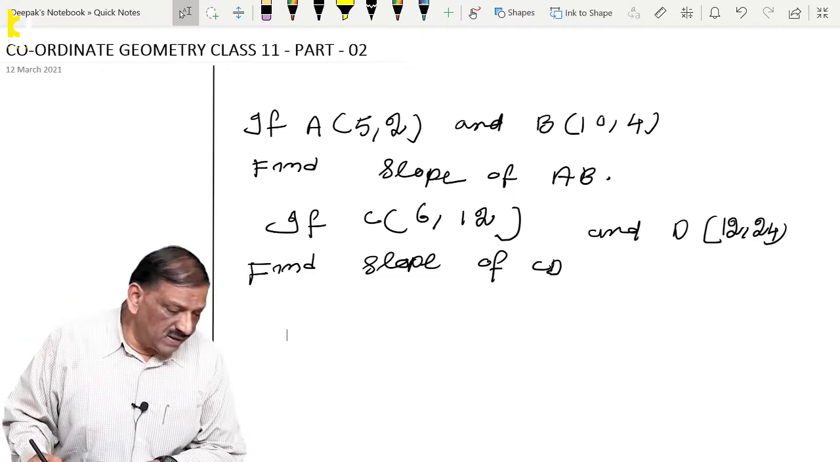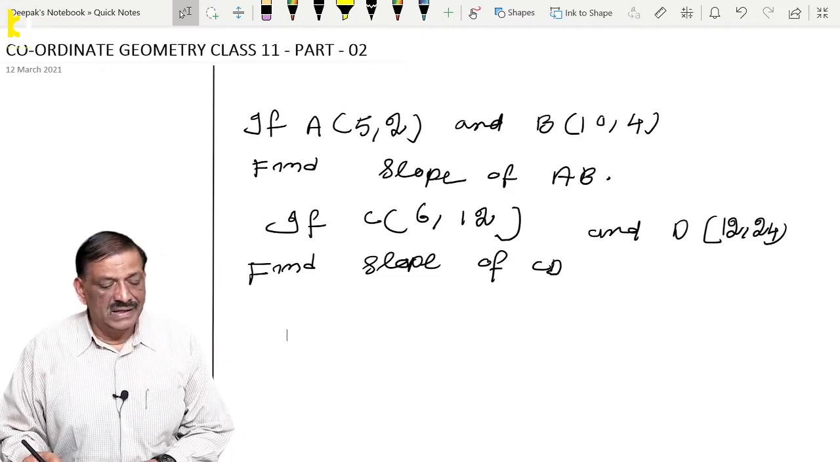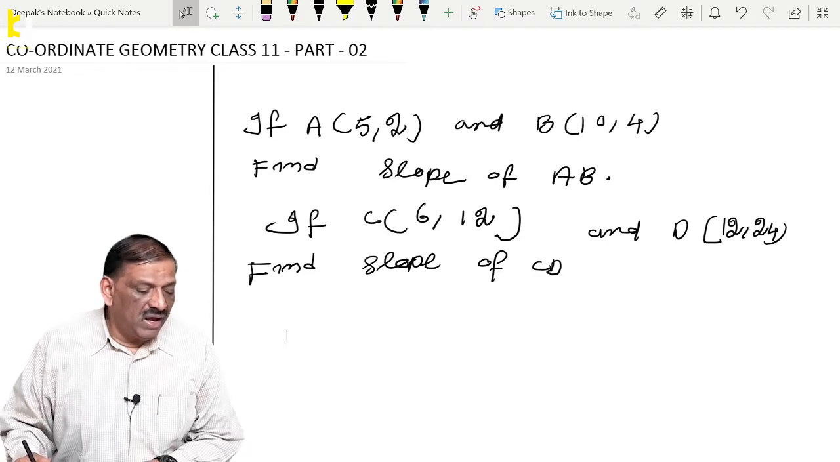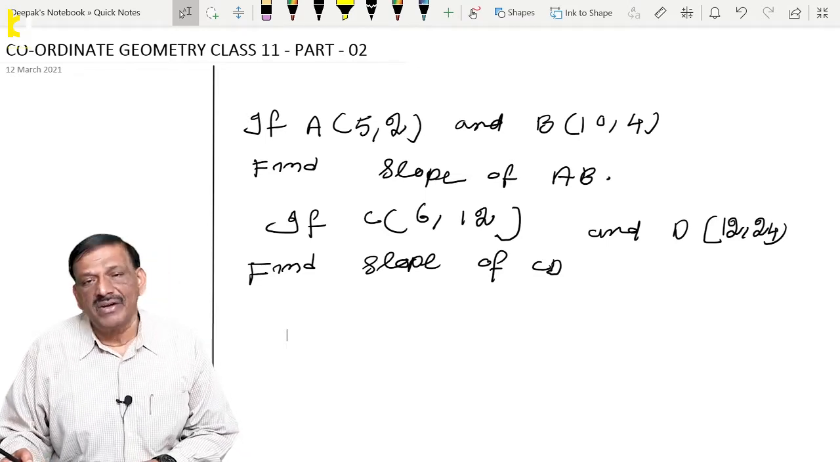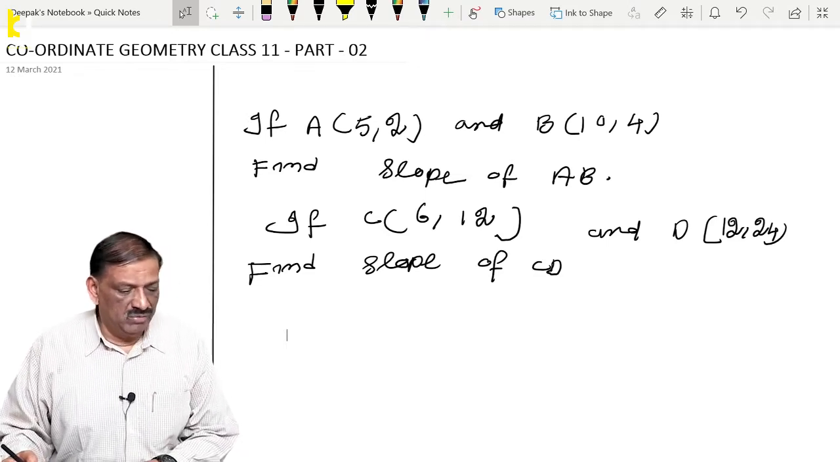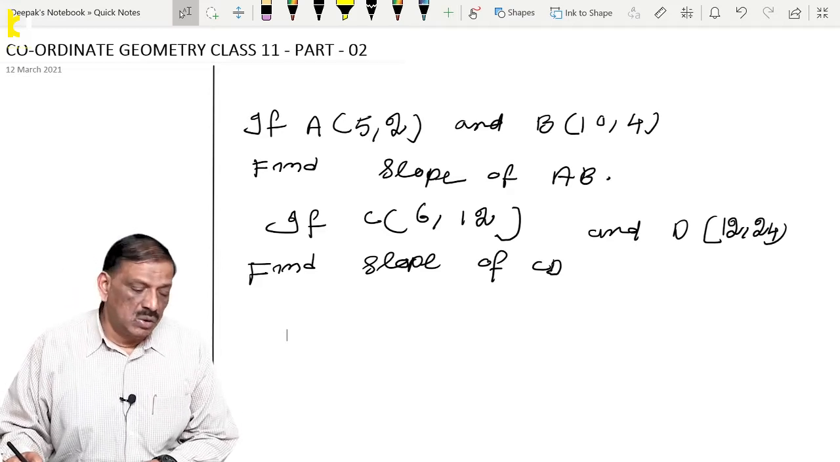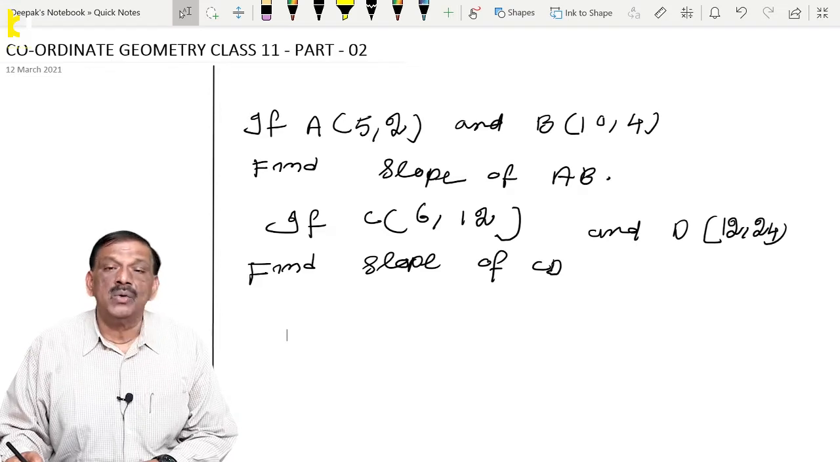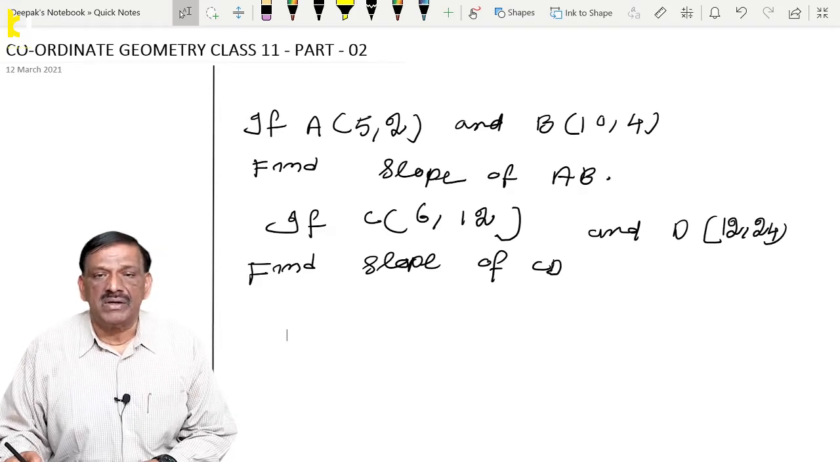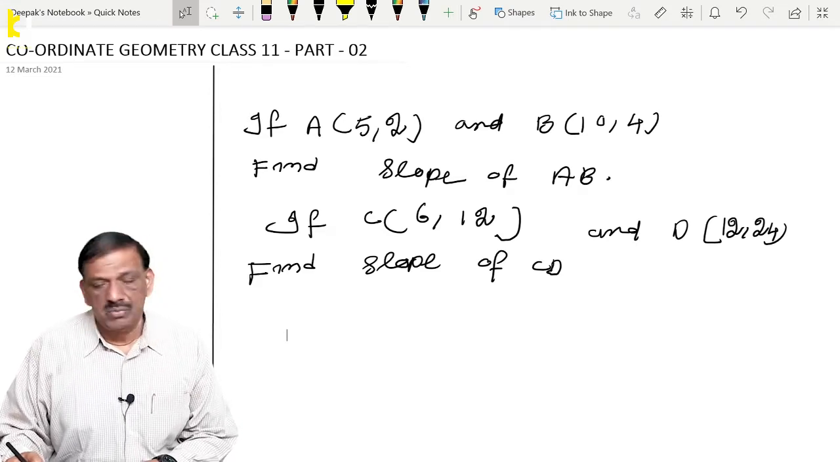Similarly, if C is (6, 12) and D is (12, 24) and we want the slope of CD, we can also find it out because x1, y1 and x2, y2 are given. Therefore, slope of CD is equal to (y2 minus y1) divided by (x2 minus x1).